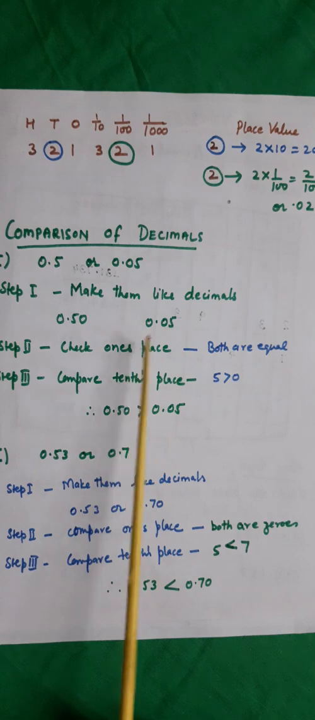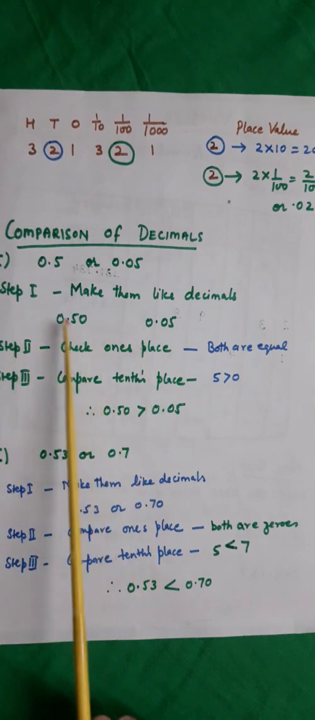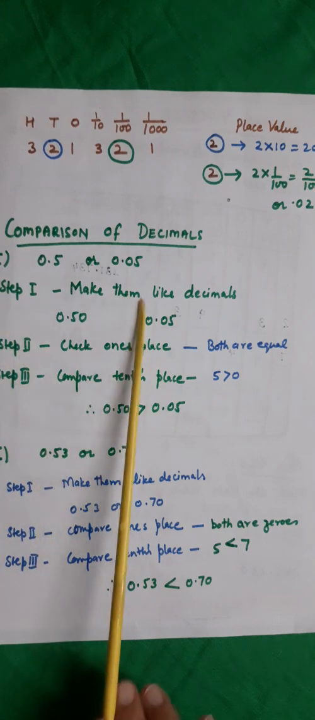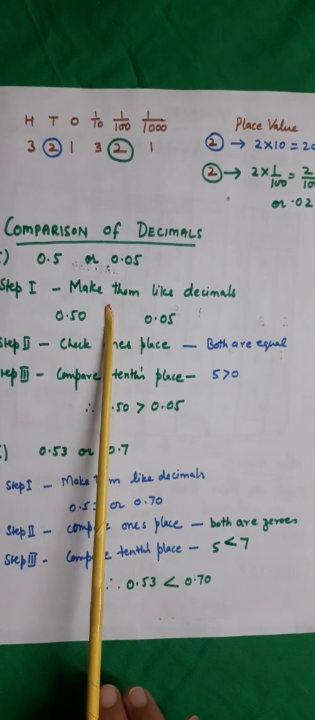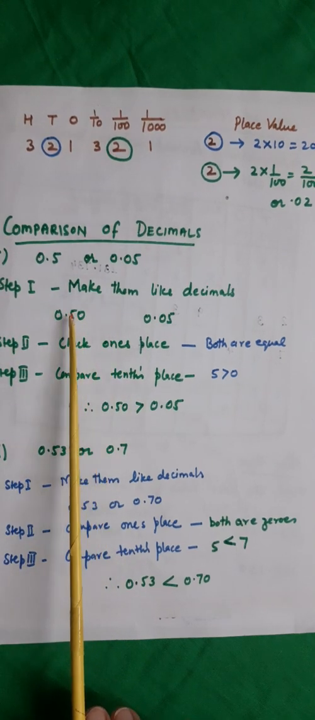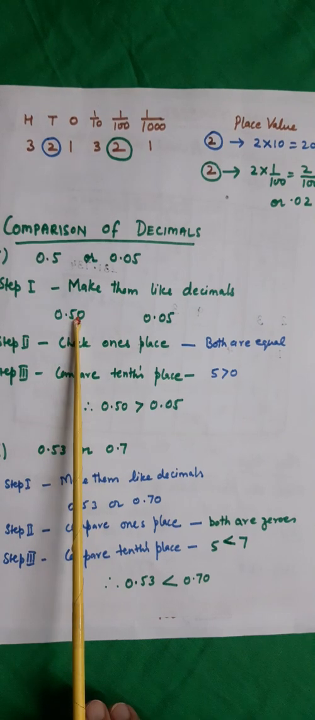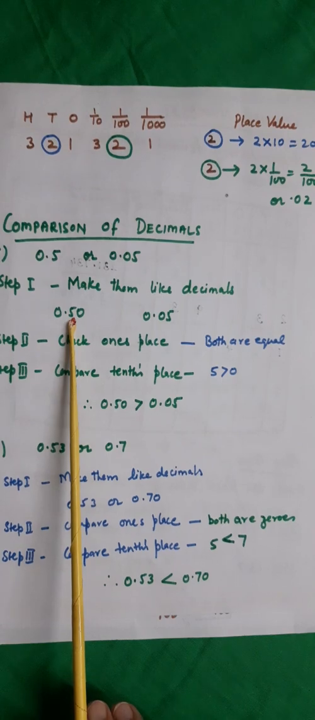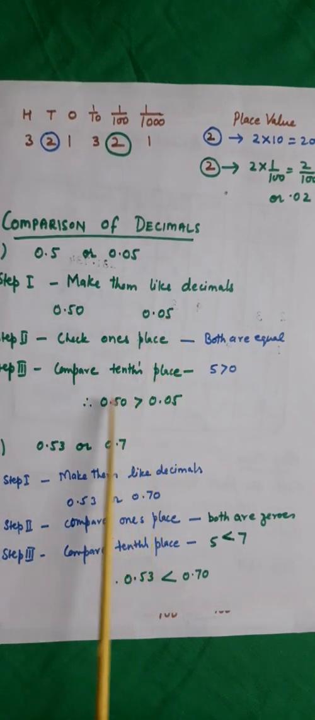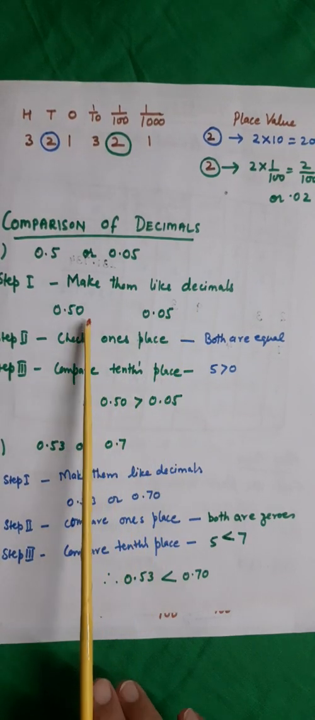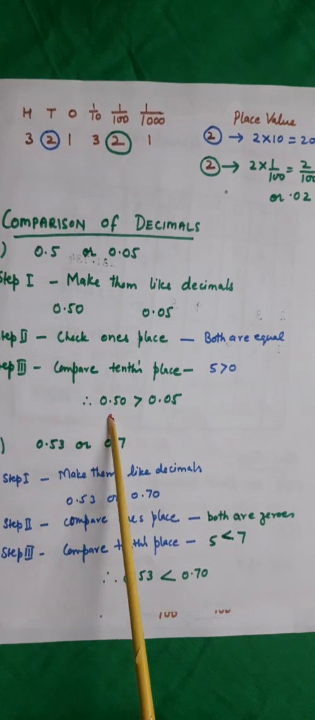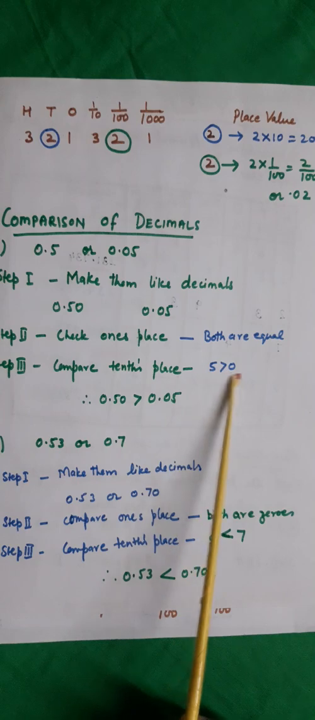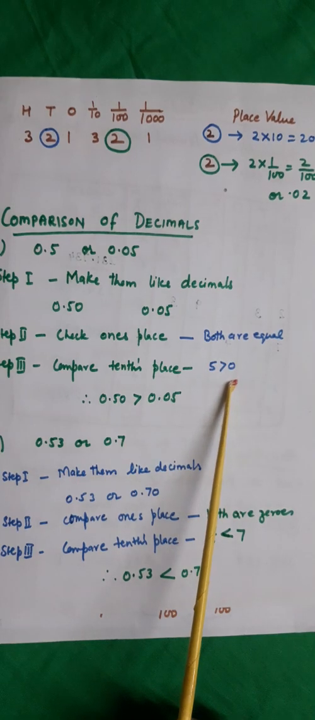Now I will check the ones place. Ones place is 0, ones place is 0. So now I will move on to the right side of the decimal. The first place after the decimal is tenths place. So let us compare that. Here it is 5 and here it is 0. So which is greater? That means 0.50 is greater than 0.05 because 5 was greater than 0.